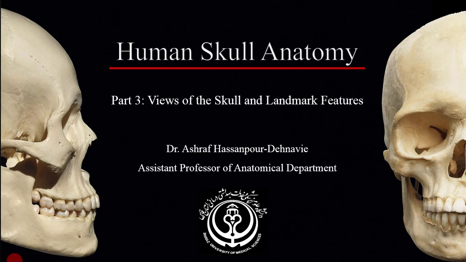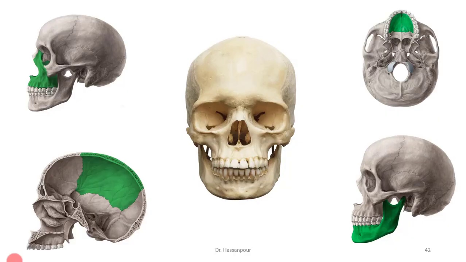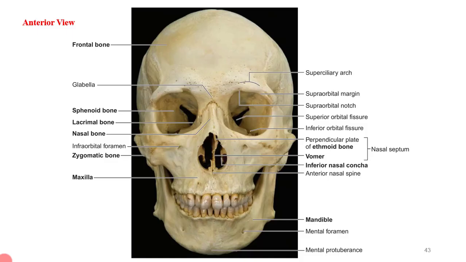This time I'm going to be talking about the different views of the skull and describing the different structures that can be seen from these views. Actually, in the previous section, we described almost all structures and features of the skull. Therefore, in this section, we are just going to review them. Now let's start with the very first topic here, the anterior view of the skull.